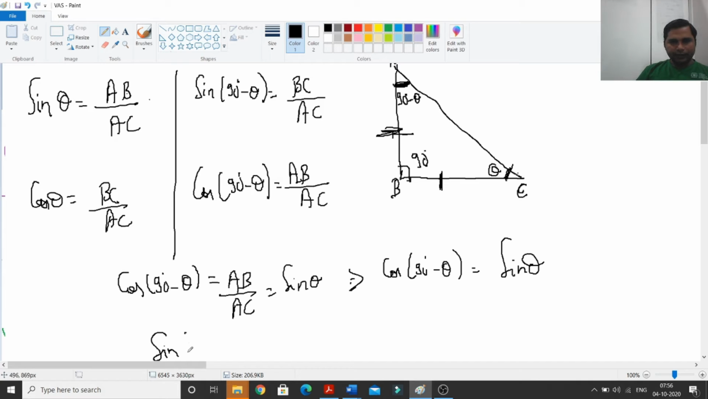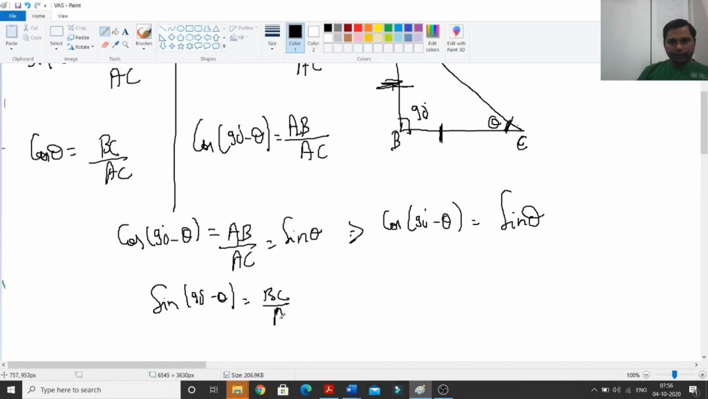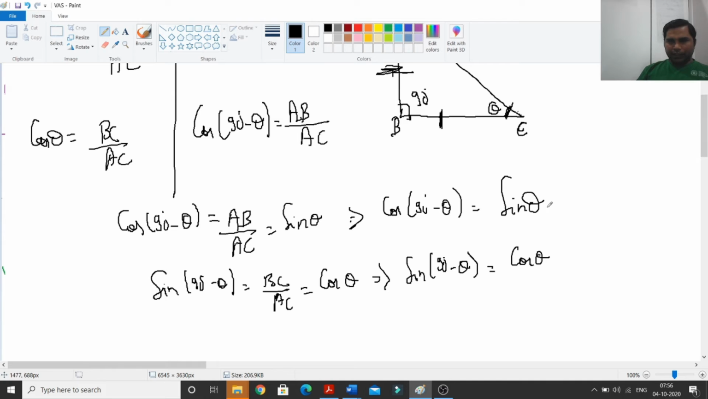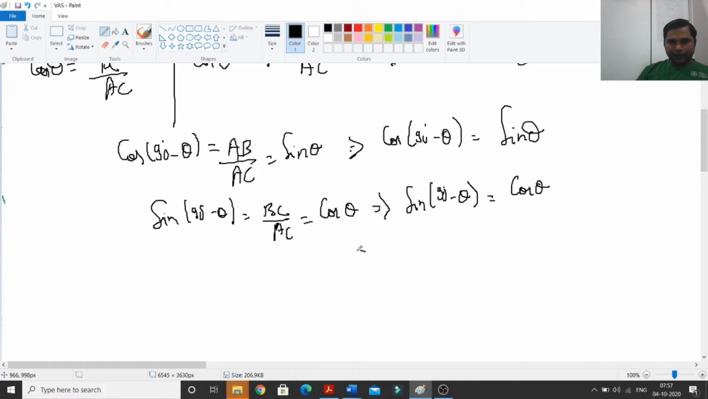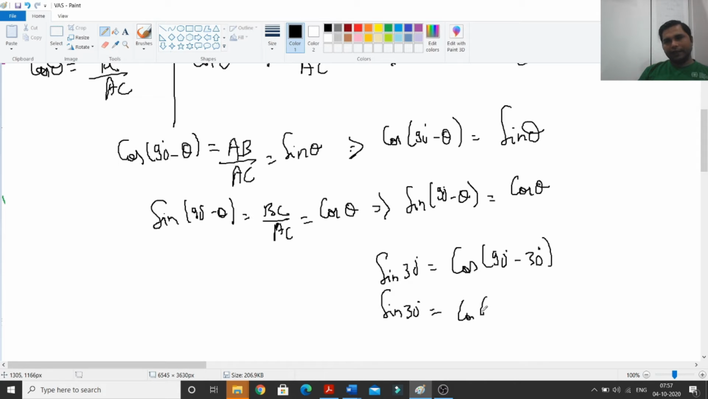And sin 90 minus theta, which is BC over AC, is equal to cos theta, right? So this is the proof. What does it mean? That if you take sin 30 value, sin 30 will be the same as cos 90 minus 30, which means sin 30 value will be the same as cos 60 value.